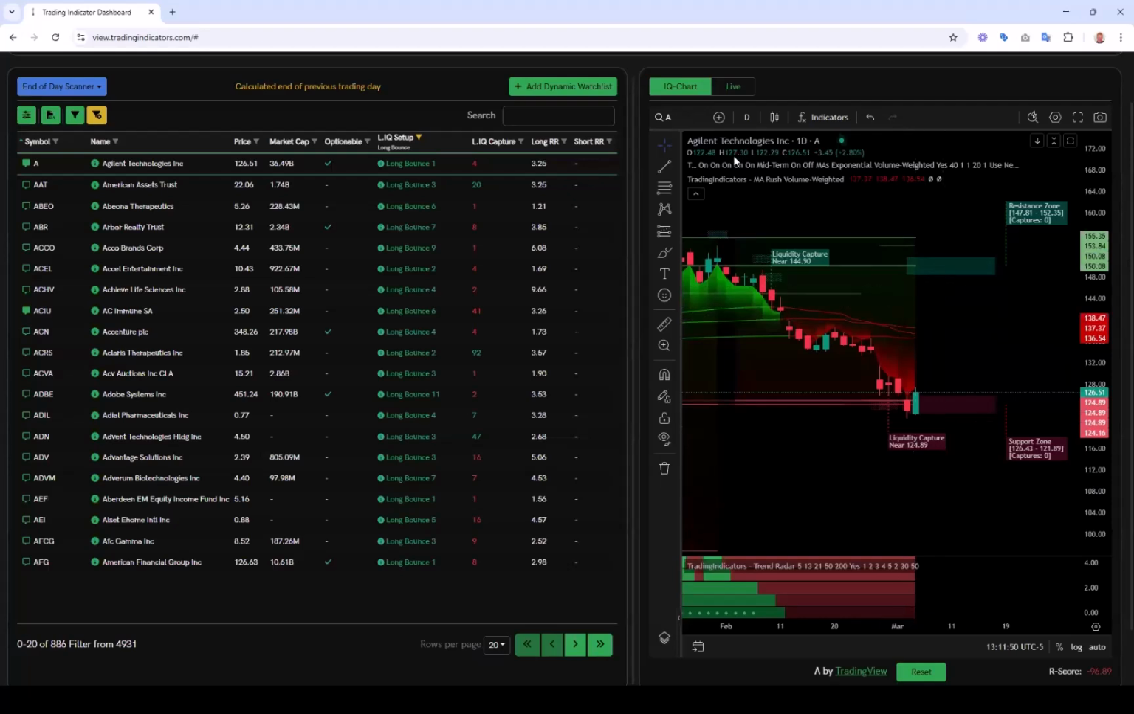One thing I didn't tell you yet, our Liquidity IQ indicator comes with a target.